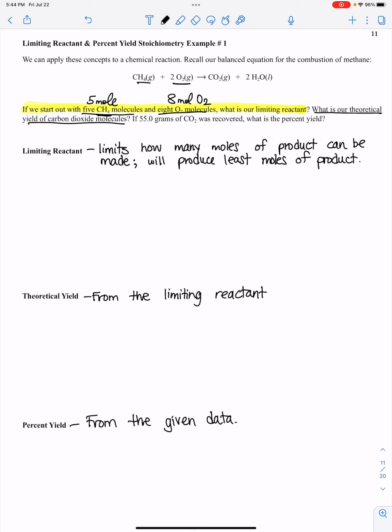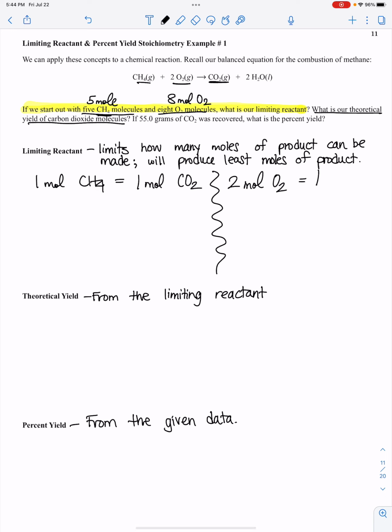So let's do a mole ratio, kind of dimensional analysis calculation, to see which of these substances is going to limit how many products are going to be made. Let's just arbitrarily, it looks like the second question is, what's our theoretical yield of carbon dioxide? Let's look at carbon dioxide. Okay, so for every 1 mole of CH4, I will get 1 mole of CO2. For every 2 moles of O2, I will also get 1 mole of CO2.